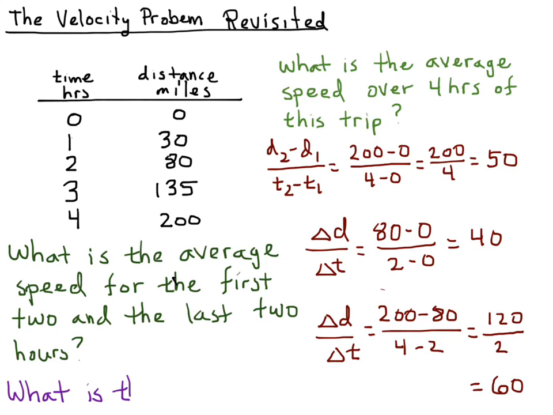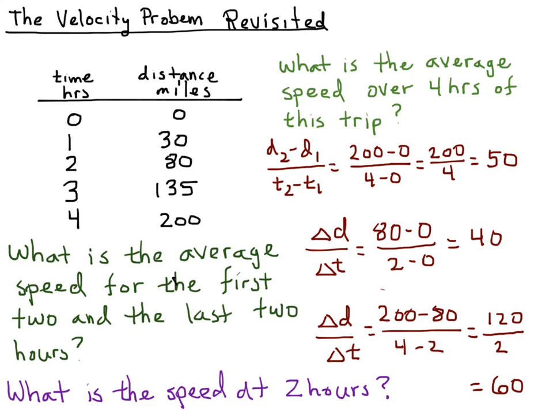Okay, so I'm going to fill in a few more values here. At hour 1, I'm at 30 miles. At hour 3, I'm at 135 miles. So what's the speed at 2 hours? When you're driving, imagine you're looking at your speedometer, and that tells you what speed you're going. It doesn't really tell you the average speed, right? You can calculate the average speed exactly the way that we did. But really, your speedometer tells you your speed at any given time.